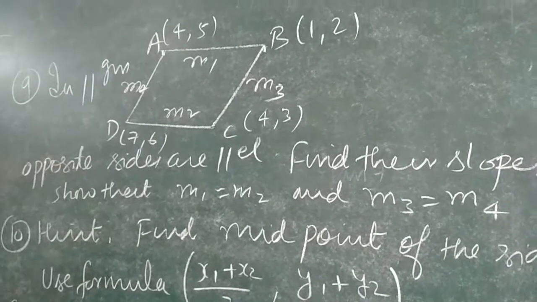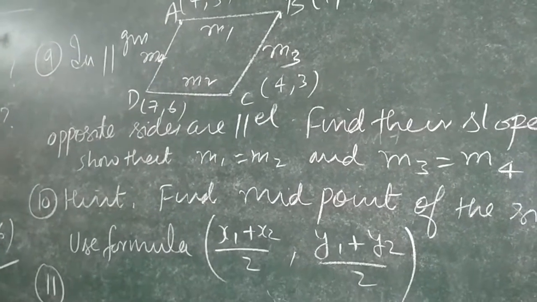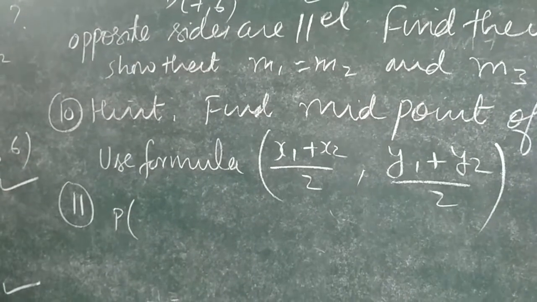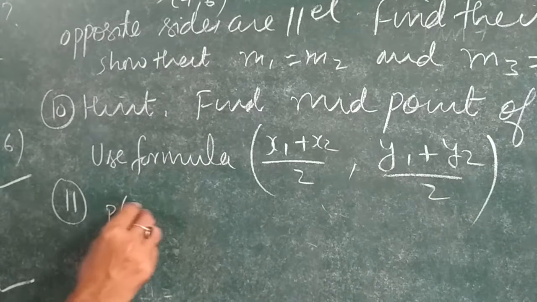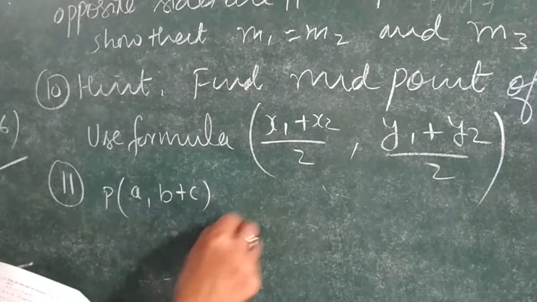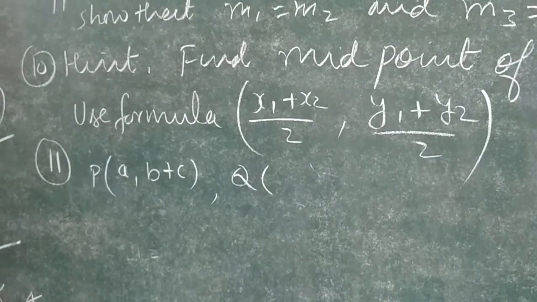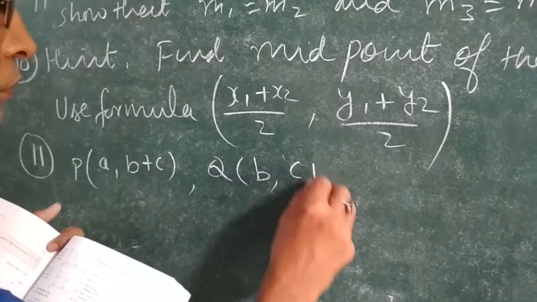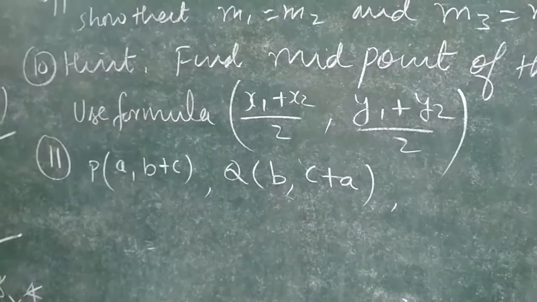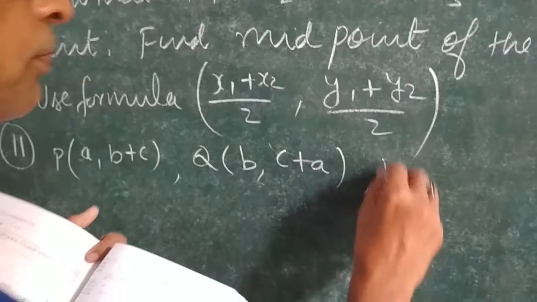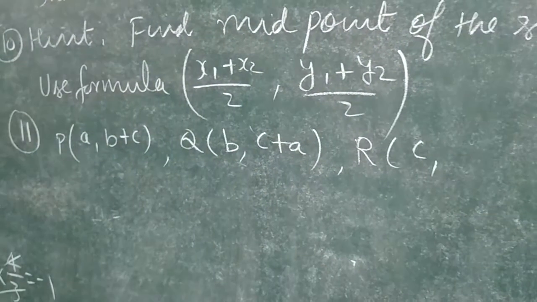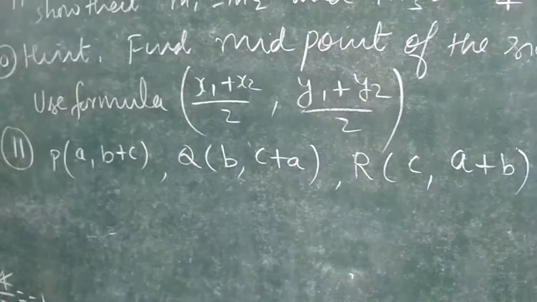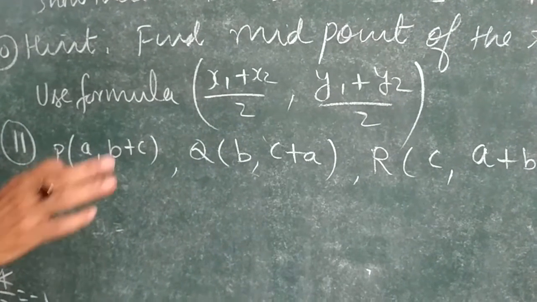Now I come to question number 11. So that the points P, Q and R are collinear. P point is given to us as A B plus C, and Q point is given as B C plus A. Then R point is given as C A plus B. Clear? So we have to prove that these 3 points are collinear.